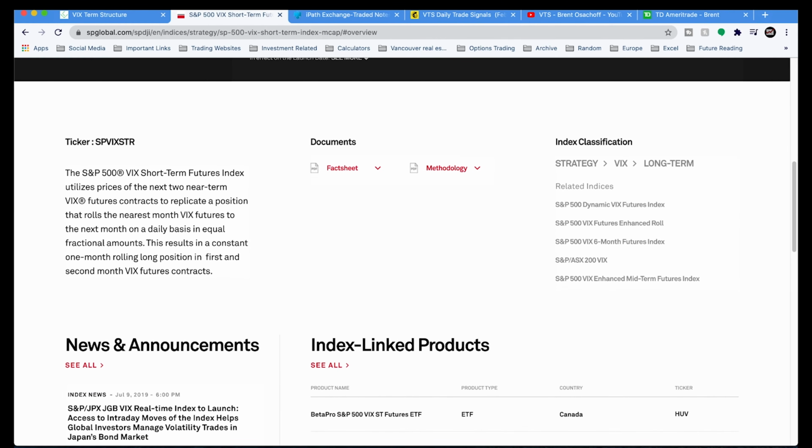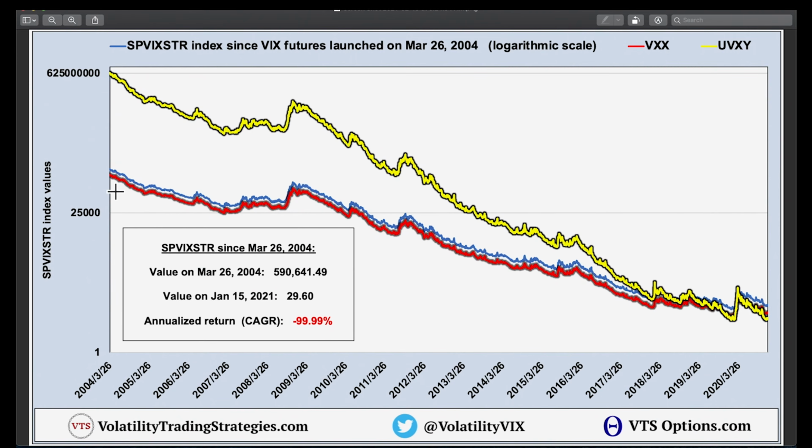So I've got a little picture here. The blue line is that SPVIX STR index. That is the underlying index for all of the front 2-month volatility ETPs. Your VXX, UVXY, VIXY, SVXY, anything that's the front 2-month contracts, this is what it's going to be tracking. Of course, at different leverage factors, and SVXY is an inverse to that blue line, but this is what they're all based on. So you can see the red, the VXX, is essentially the SPVIX STR index.